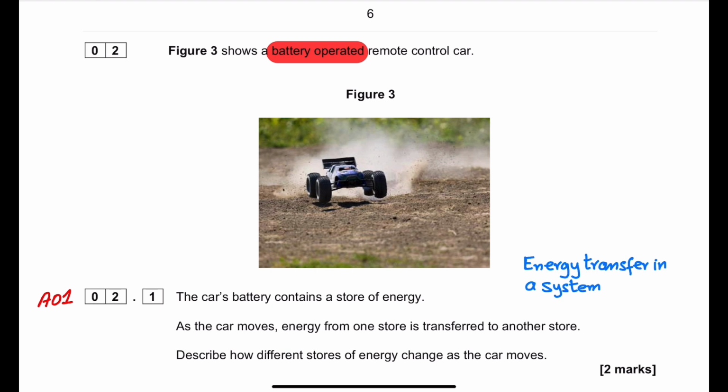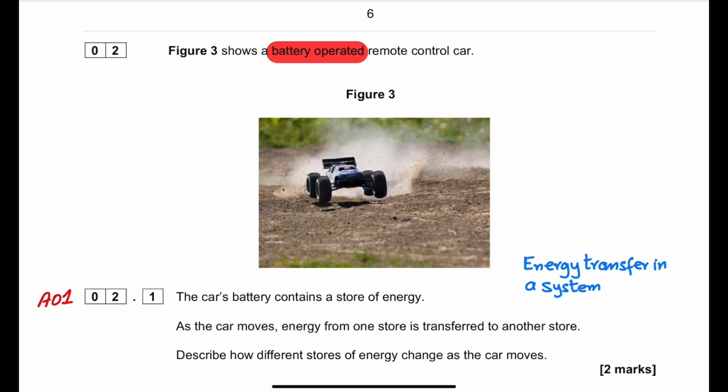You can see here from figure number 3, a toy car is moving, so definitely it has kinetic energy. But this kinetic energy is coming from the chemical energy which is stored in the battery of the car. So the chemical energy of the car battery is decreasing, whereas the internal energy, or kinetic energy and potential energy, of the surrounding environment is increasing.